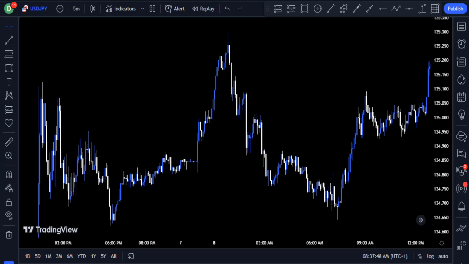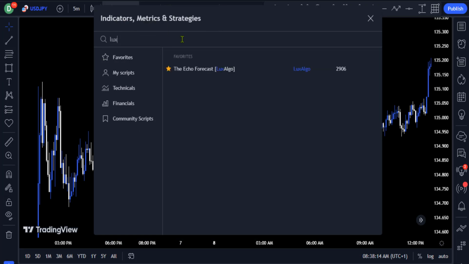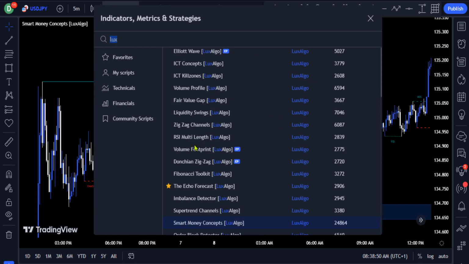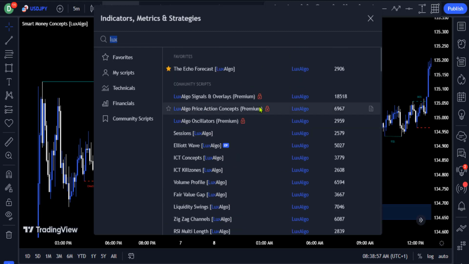Now, to add this wonderful smart money indicator to our chart, you will have to click on the Indicators tab over here and search for Lux Algo. Then add this one, the Smart Money Concept Indicator. It's written by this guy named Luxalgo. You can see the number of people that have used the indicator already. It's over 24,000 people, and still counting. And you have tons of other valuable indicators that were created by the person.